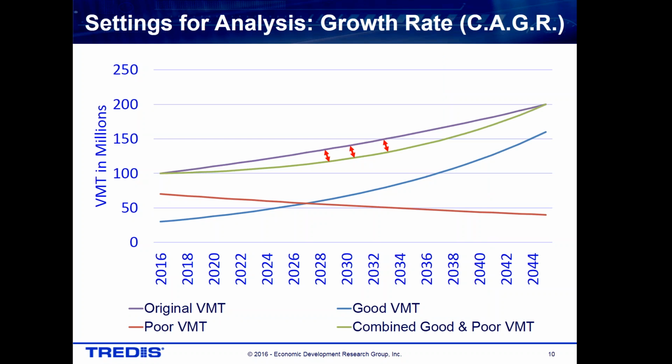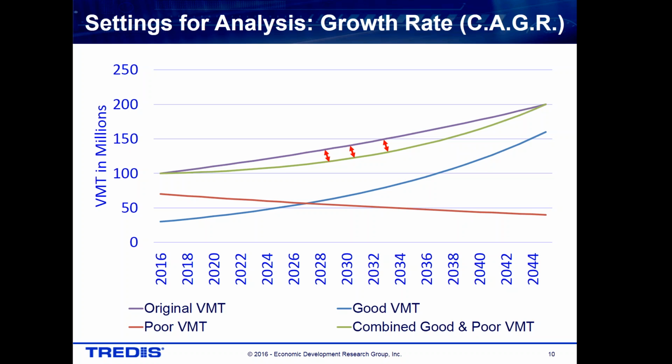Viewing this example in a graphical format can help illustrate the disparity. So adding in the good vehicle miles traveled, which is represented by the blue line, and then the poor by the red line, adding those together equals the green line of VMT. And note that the original amount that was estimated in the purple line, we do see that there's a gap built in for those interim years. And to address this disparity, a straight line growth rate can be applied.